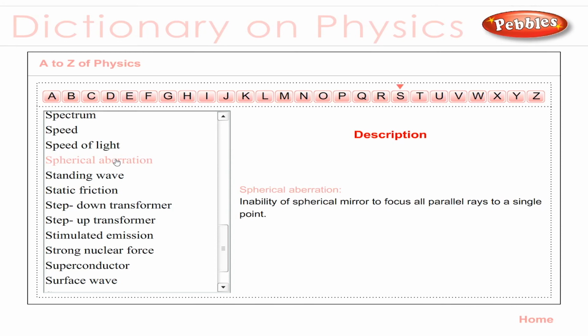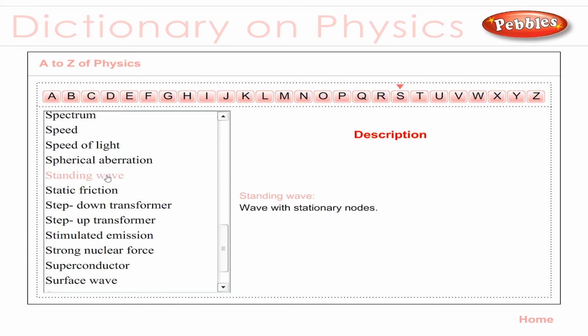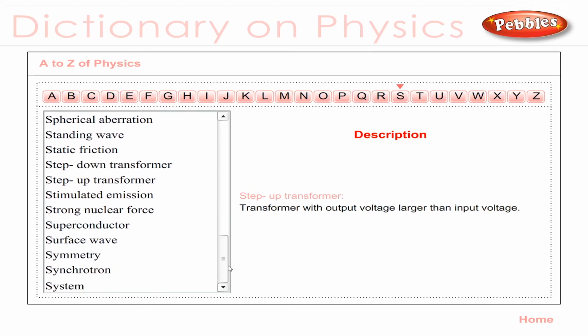Spherical aberration. Inability of a spherical mirror to focus all parallel rays to a single point. Standing wave. Wave with stationary nodes. Static friction. Force that opposes the start of motion between two surfaces. Step-down transformer. Transformer with output voltage smaller than input voltage. Step-up transformer. Transformer with output voltage larger than input voltage.